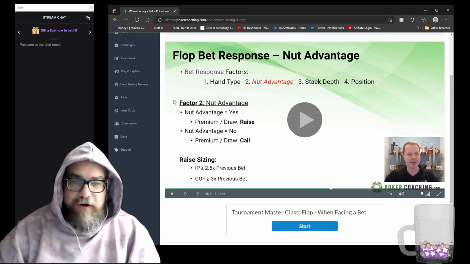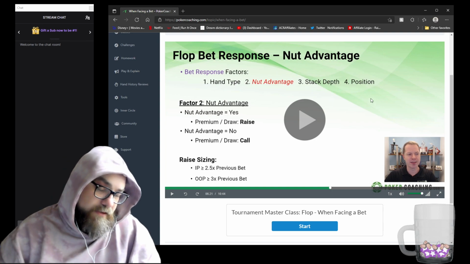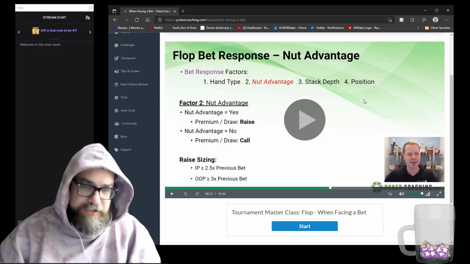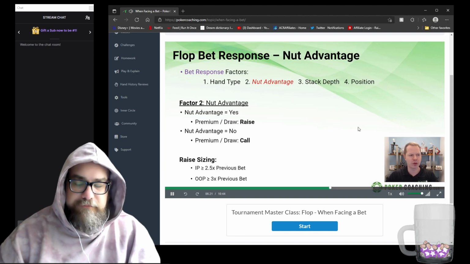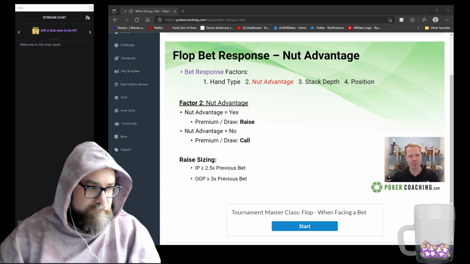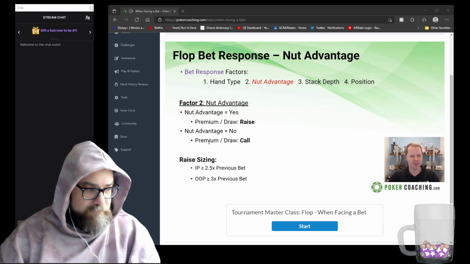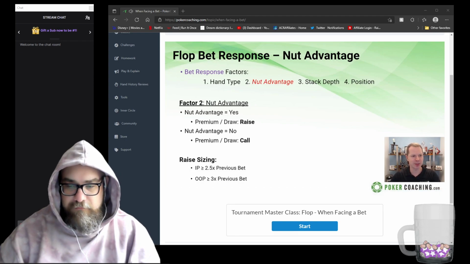So being aware of stack to pot ratio is super big when you're in the big blind, because of this nut advantage, because you're going to be wanting to make the pot bigger in relation to the stacks when you're ahead. So don't think there's some default bet size you must use in all scenarios. But when your opponent uses a normalish bet size, these sizing responses usually make sense.